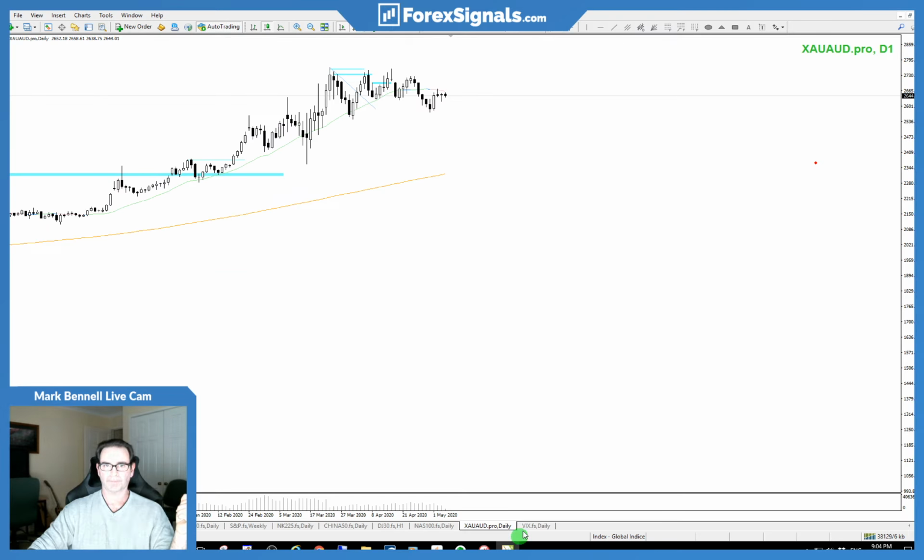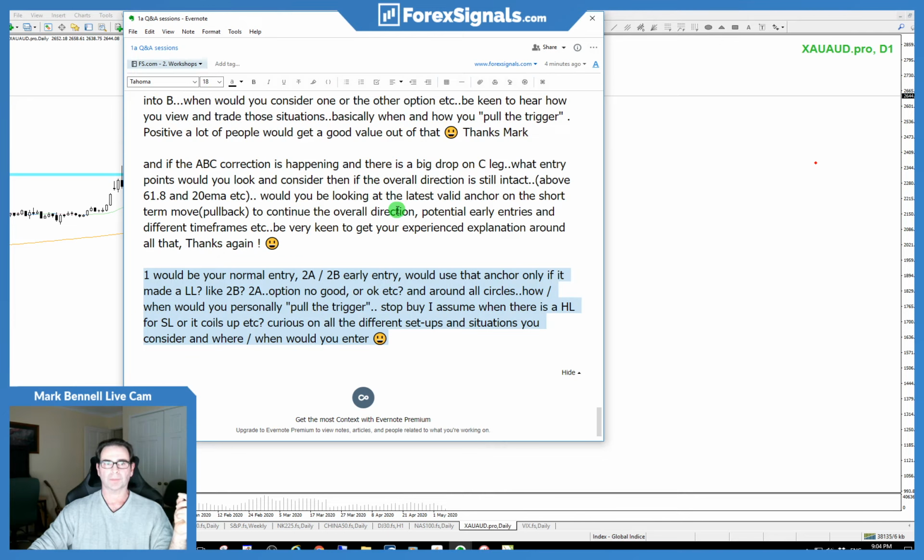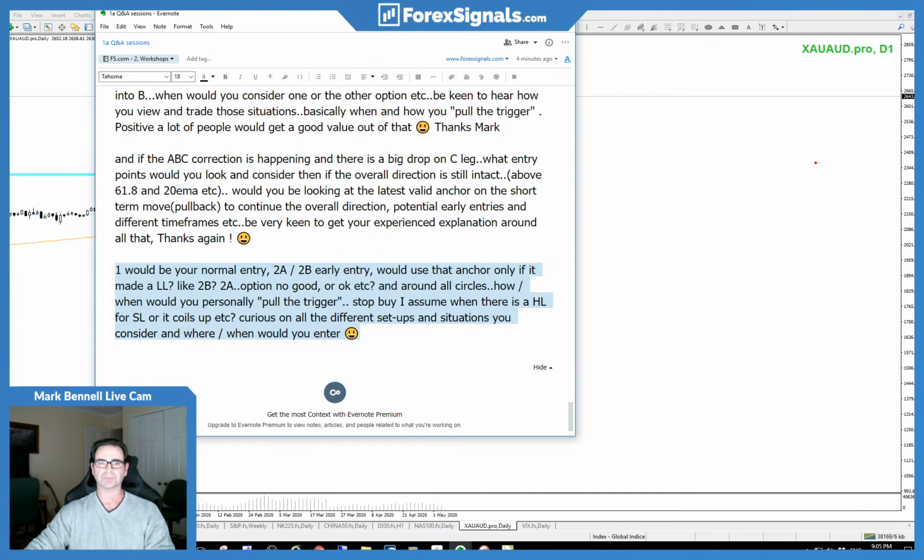So the question as well: if the ABC correction is happening and there's a big drop on the C leg, what entry points would you look for and consider then if the overall direction is intact? Okay, above the 61 and above the 20. All right, good question. Would you be looking at the latest valid anchor on the short-term move pullback? Yes, to continue the overall direction. Potential early entries and different time frames. Yeah, very good. All right.